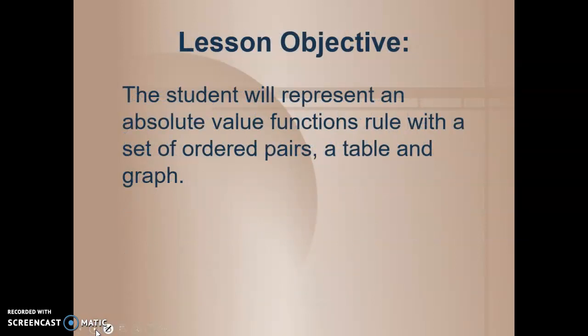Our lesson objective for today is that you, the student, will represent an absolute value function's rule with a set of ordered pairs, a table, and a graph. So we're going to look only at absolute value functions, and we're going to represent them 3 different ways: ordered pairs, table, and graph. Now we've already talked about the absolute value function in a previous lesson, because I did mention that absolute value stands for always a V when we're graphing that. So as we look at these graphs of absolute value functions, you're going to see this always a V shape.